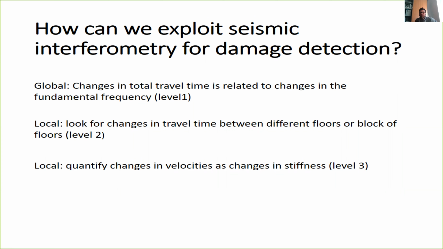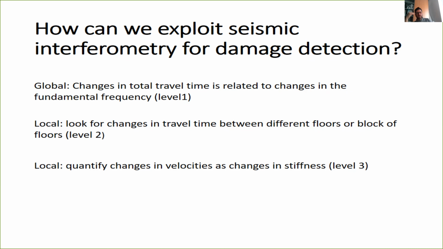As I mentioned, these are measurements that we can do to fix some of the parameters, for example the stiffness and rigidity, that are also important for our numerical simulation. One question is, can we also use this approach for damage detection? Generally, we have three levels of detection.